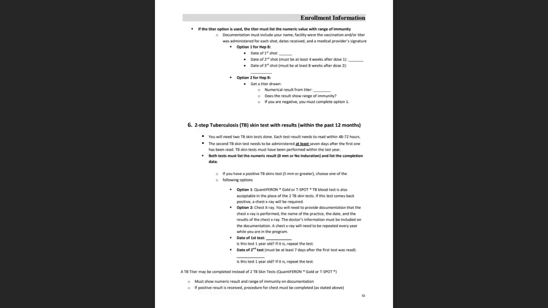So item number 6, you have a couple of different options for this. You can either complete a 2-step TB skin test. So that means you go to the doctor, you get a little shot underneath the skin in your forearm, and then you come back in a few days and they check it. You have to do that twice, okay? And it also must have a numeric result. It can't just say no duration or anything like that. It has to actually have 0 listed, okay, or whatever it is.